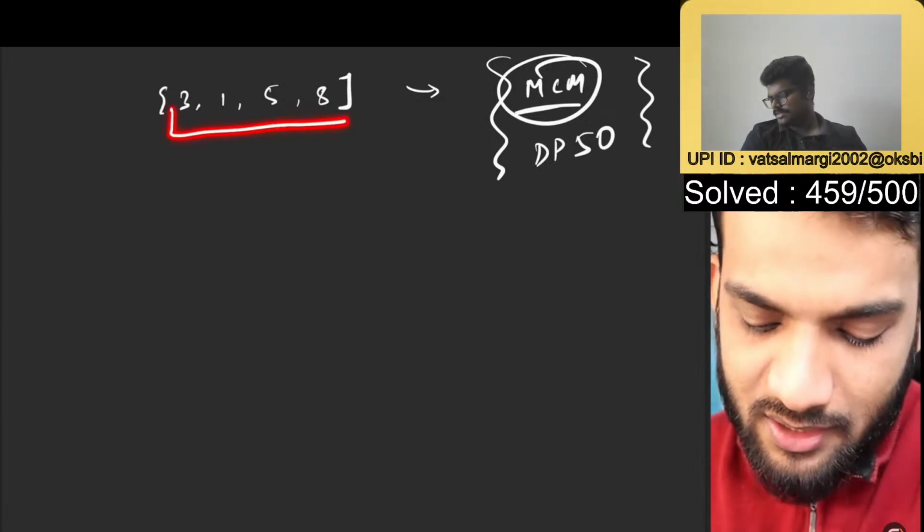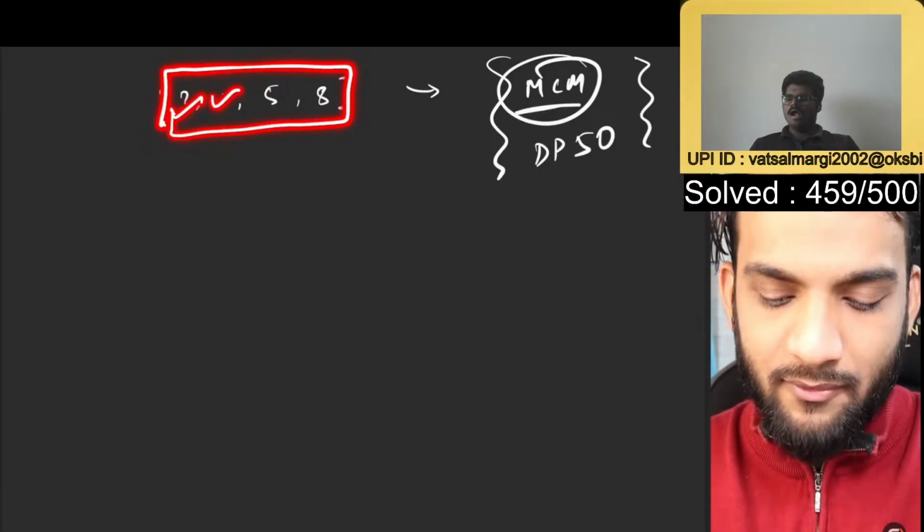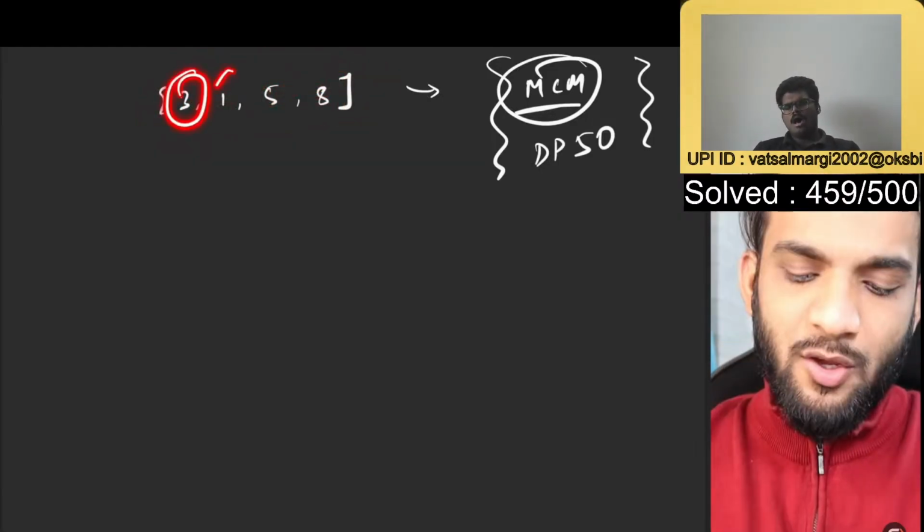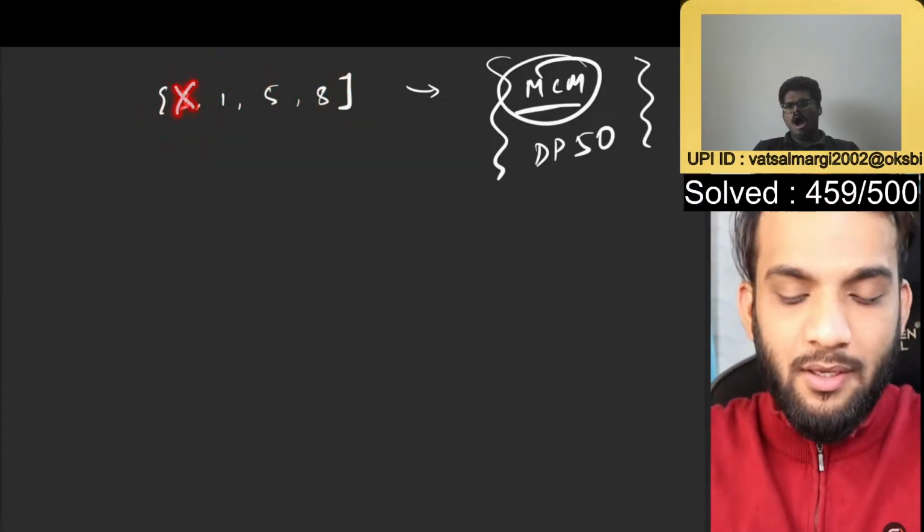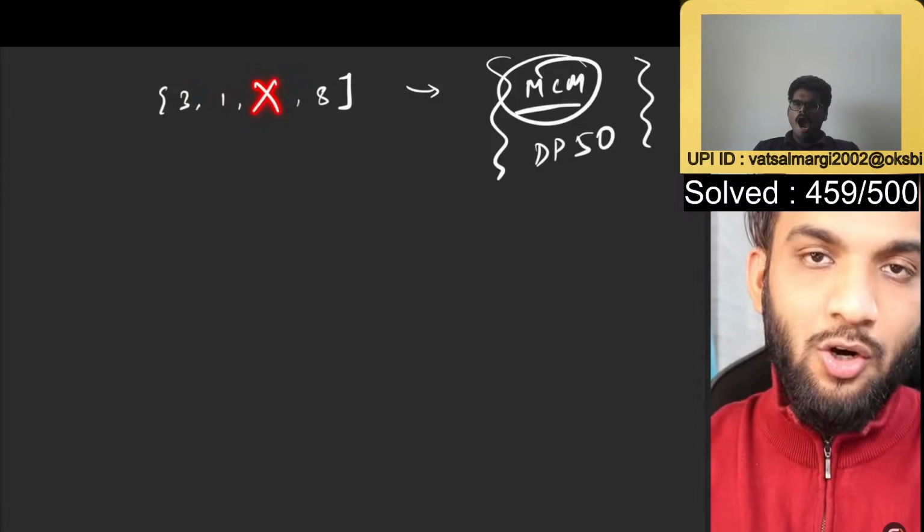So apparently this is the entire range of elements, right? Like 3, 1, 5, 8. Any one among them can be the first. You can burst out 3, you can burst out 1, you can burst out 5, you can burst out 8, you can burst out anyone.